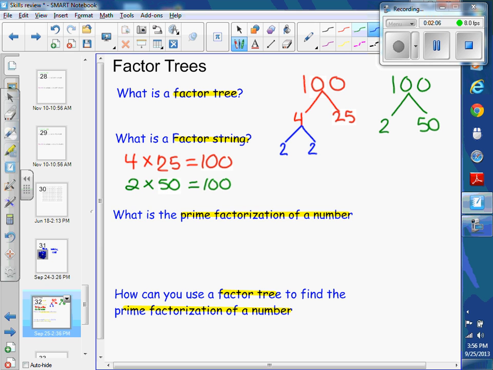And this factor string is basically how do you multiply to get 100 with the numbers in this tree. So you look at the bottom of the tree and you see 2 times 2, which is 4, times 25 makes 100. So the bottom of the tree, the bottom branches, is where you find the numbers to write out your new factor string. So a third factor string for 100 would be 2 times 2 times 25, because that also equals 100.